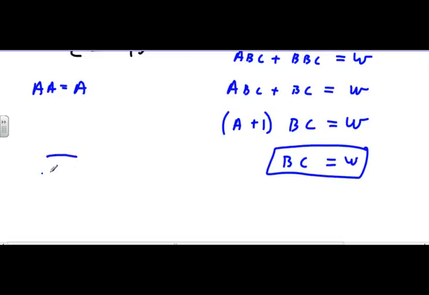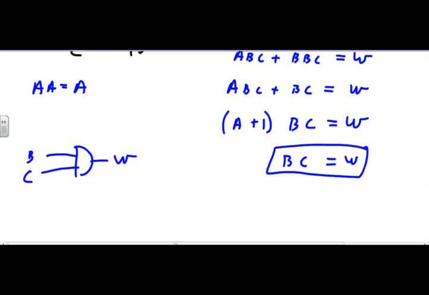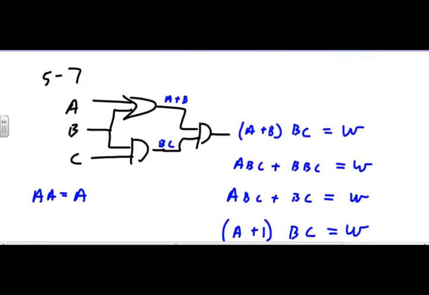How did you get the leap from BBC equals BC? Why isn't it B squared C? Because I only have ones and zeros. 1 squared is 1, and 0 squared is 0. This is Boolean algebra, I'm only true and false. So rule 5 says A and A is A. There's no A squared, there's no square root of A. So this is B C is W. I've reduced it to that equation.